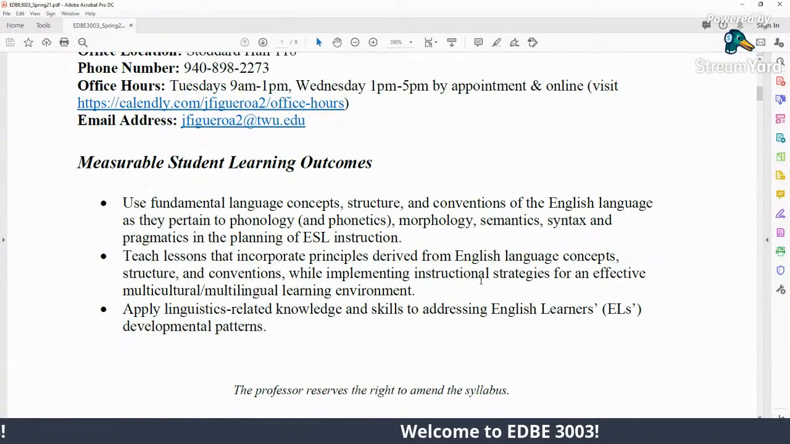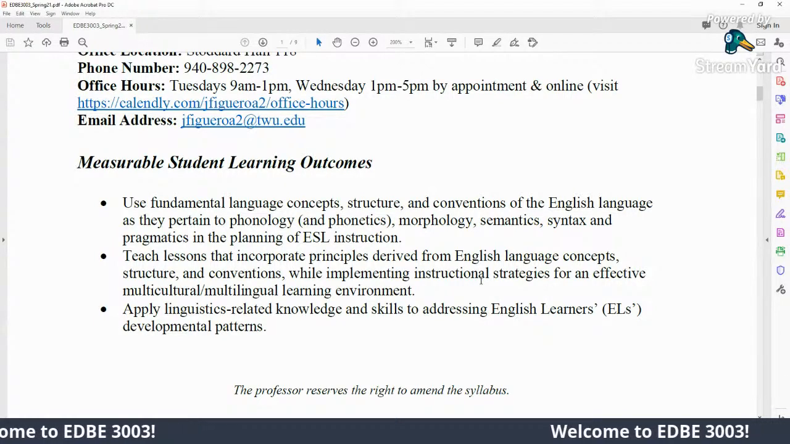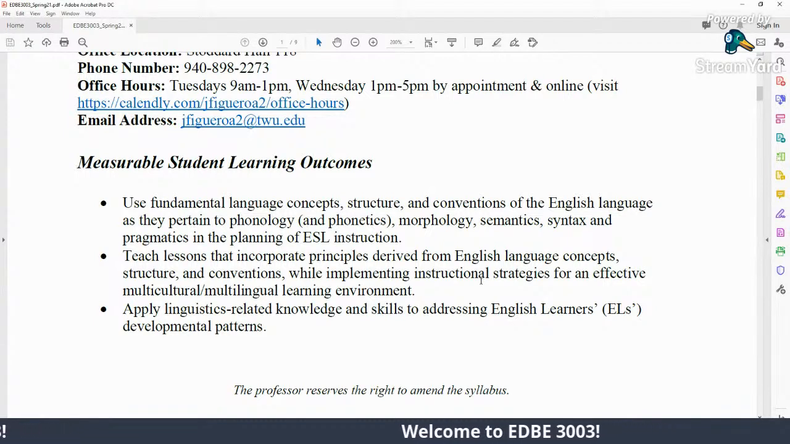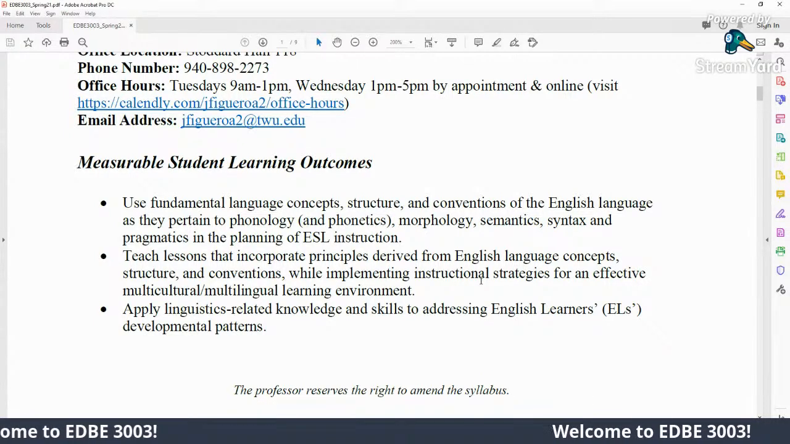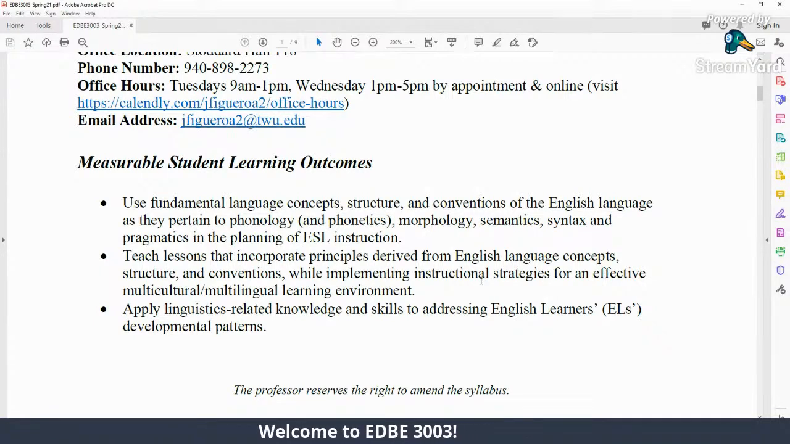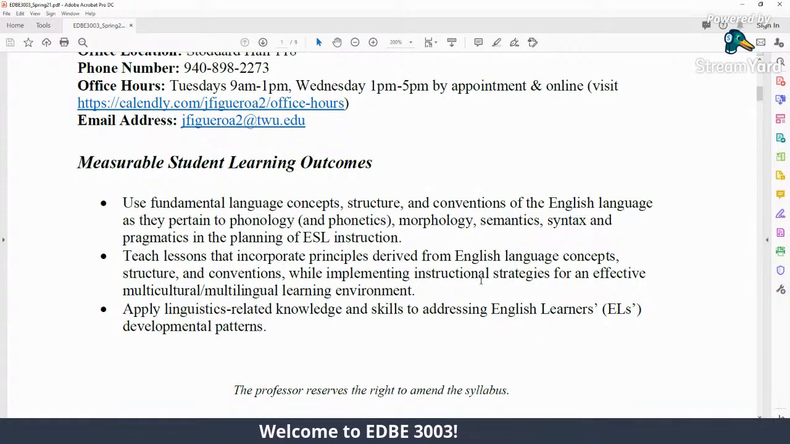All right, good. So let's talk about the student learning outcomes. Here you're going to use fundamental language concepts, structure, and conventions of the English language as they pertain to phonology and phonetics, morphology, semantics, syntax, and pragmatics in the planning of ESL instruction. You're going to teach lessons that incorporate principles derived from English language concepts, structure, and conventions while implementing instructional strategies for an effective multicultural and multilingual learning environment. You're going to apply linguistics-related knowledge and skills to addressing English learners' developmental patterns.